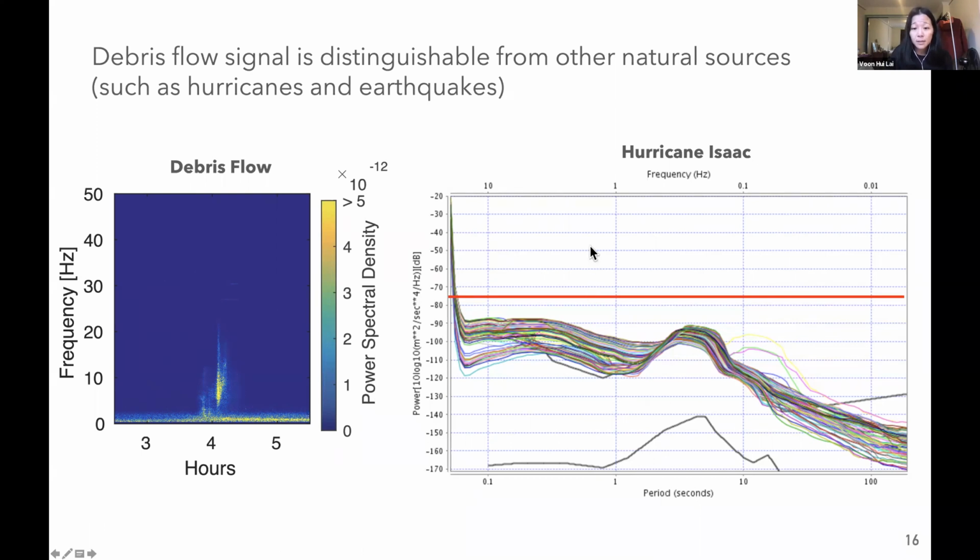And earthquakes could also produce very strong high frequency energy, but this energy at 5 to 10 Hertz often does not sustain over 10 minutes due to attenuation. And in addition, there are also characteristic P and S wave onsets in earthquakes, which are not observed in debris flow.